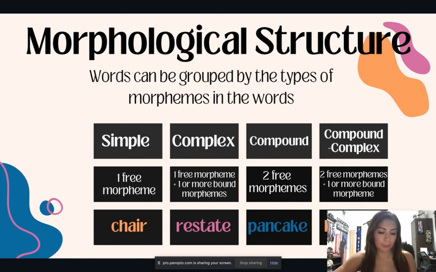And finally, compound complex words are composed of two free morphemes and one or more bound morphemes. Hot dogs is a complex compound word because hot and dogs are both free morphemes, and it includes the suffix s.